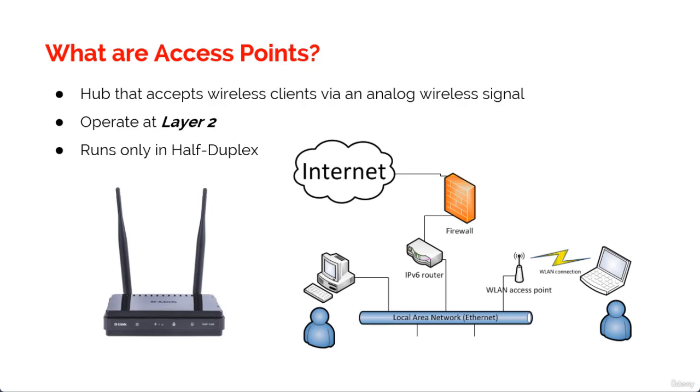The wireless client modulates a digital signal to an analog signal, which the access point can read and demodulate back into the digital signal. The access point creates one collision domain and can only run in half duplex, which is why you can describe an access point like a hub.